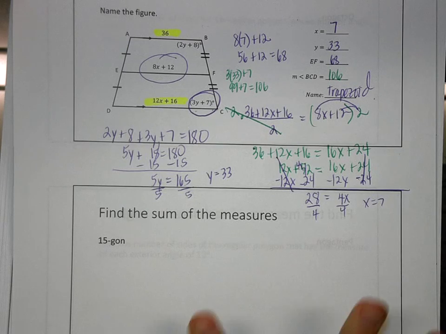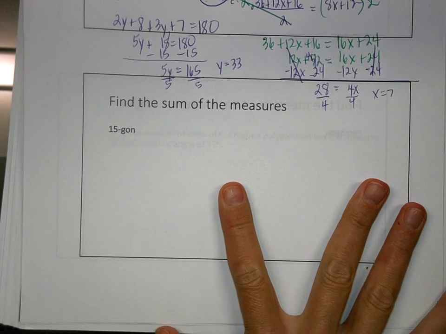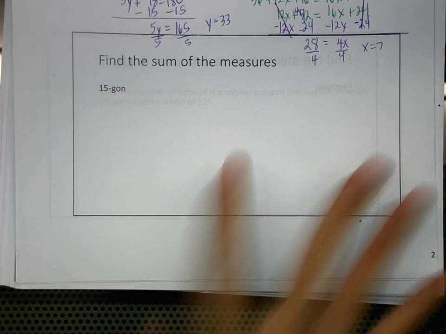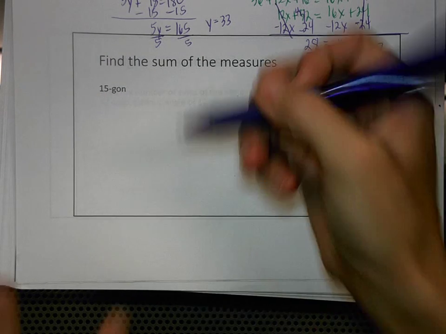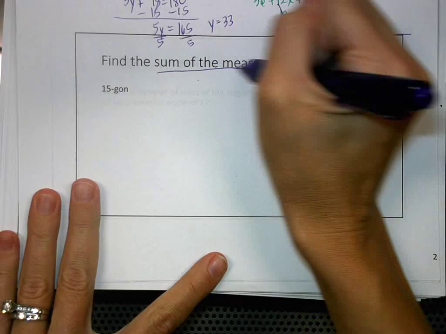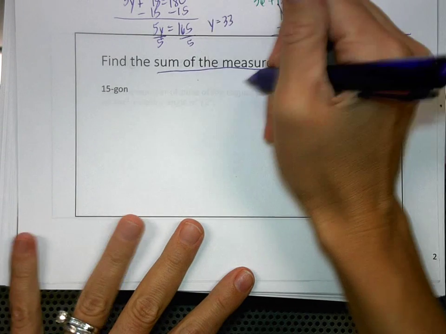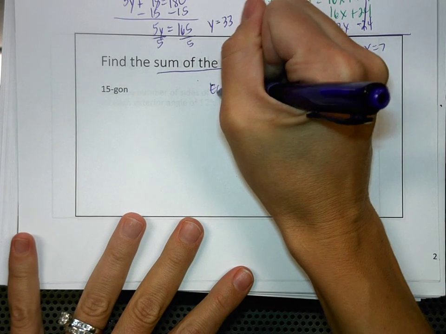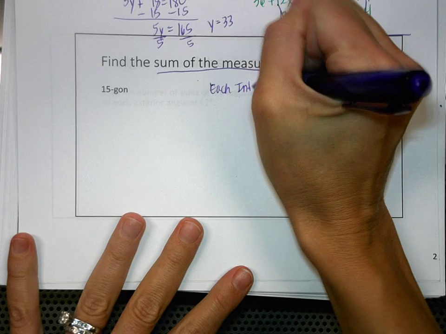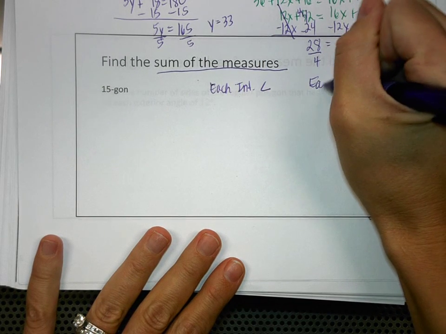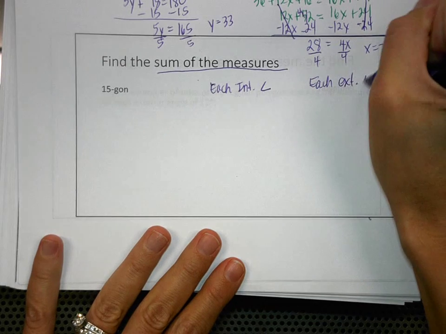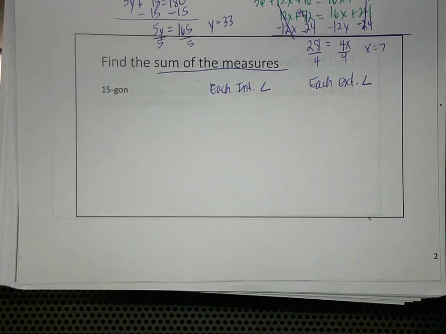All right. You should be able to do this one on your own, except it says find the sum of the measures. I want us to find everything. So I want you to find the sum of the measures, each interior angle, and I also want you to find each exterior angle. Okay? I think the first 3 people that get it correct should get a candy. So raise your hand once you get it.